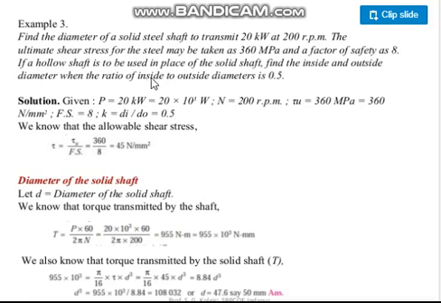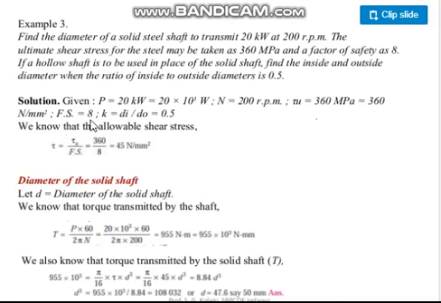First it talked about a solid shaft. Now it is saying hollow shaft. If a hollow shaft is used in place of the solid shaft, find the inside and outside diameters when the ratio of the inside to outside diameter is 0.5. That is di upon do is 0.5. That is what is given. So what are given? Power is 20 kilowatts. Kilo means 10 to the power 3, so 20 into 10 to the power 3 watts. N is 200 rpm. The ultimate shear stress is 360 MPa.